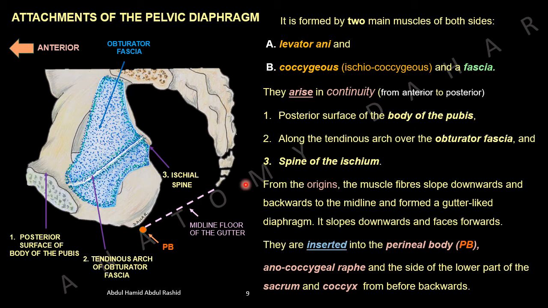From the origins, the muscle fibers slope downwards and backwards to the midline and form a funnel-like diaphragm. It slopes downwards and faces forwards. They are inserted into the perineal body, anococcygeal raphe, and the side of the lower part of the sacrum and coccyx from before backwards.